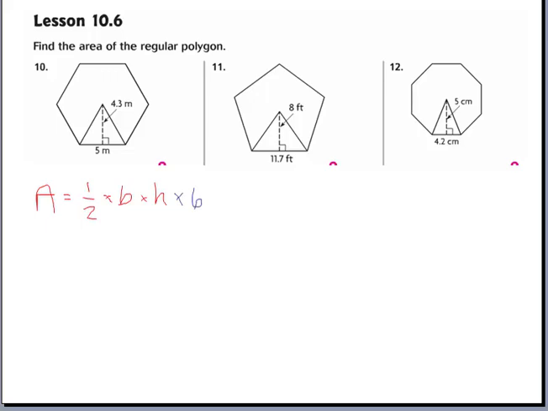This is to help you on lesson 10.6, which is the area of regular polygons. We're going to look at number 10 first. Now the first thing you need to recognize is that this is a hexagon. It has 6 sides, so we're going to go ahead and find the area of each of these little triangles that's built into it and then multiply it by 6.